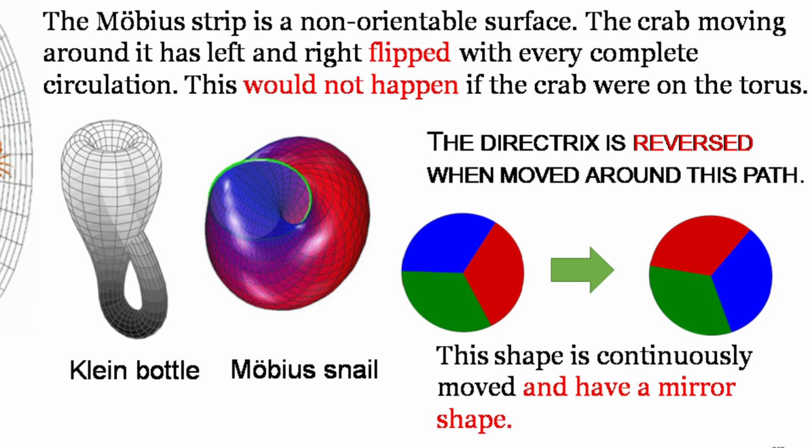You see, Klein bottle and Mobius strip. These are examples of non-orientable surfaces. So here you see another illustration with this blue, this red, and this green. This shape, when it is moved continuously in a non-orientable surface, becomes a mirror shape. The shape is that of a mirror, right? That means it is reversed. The ant's head position is reversed. The shape is reversed. So when the directrix is reversed while going through that, that is called a non-orientable surface.